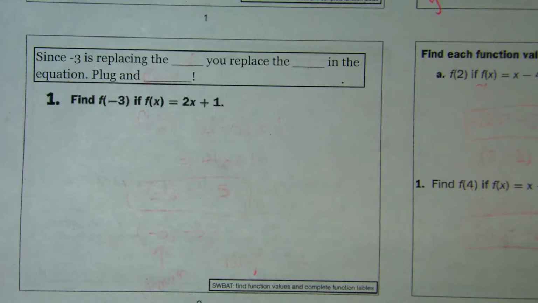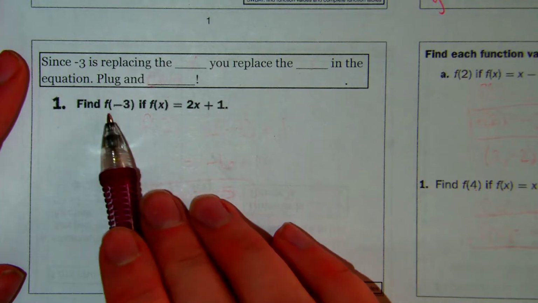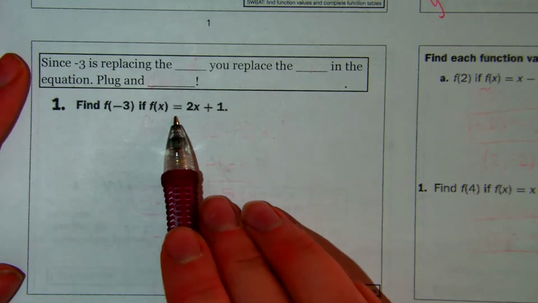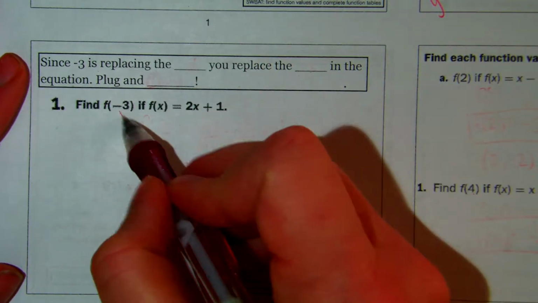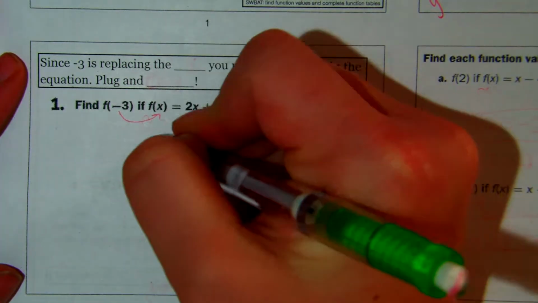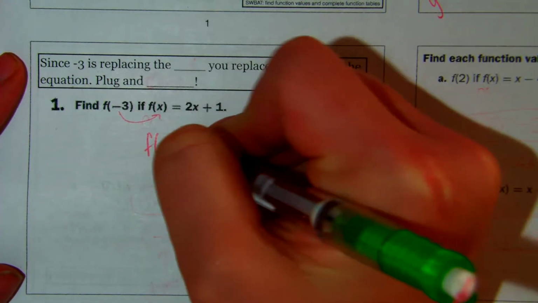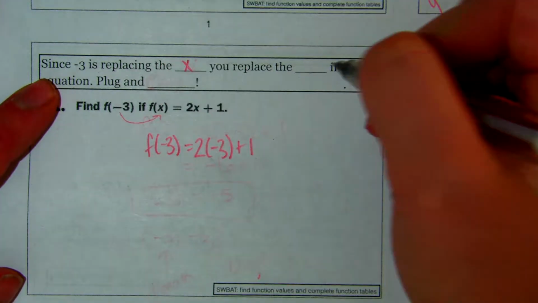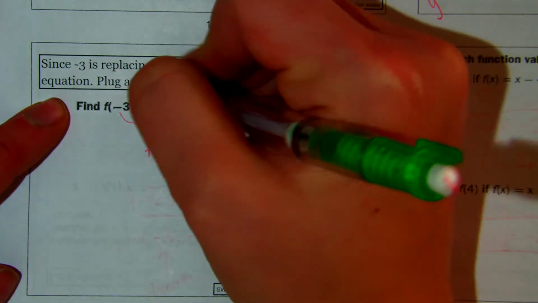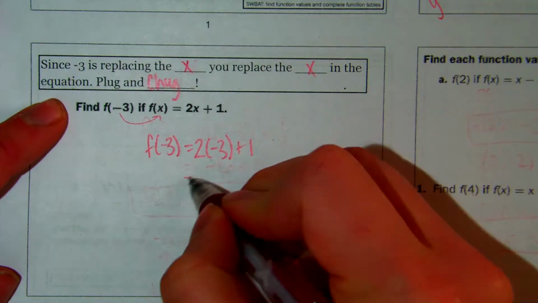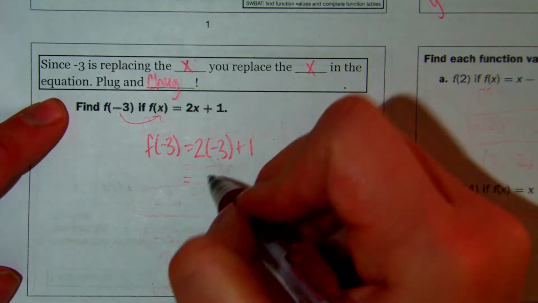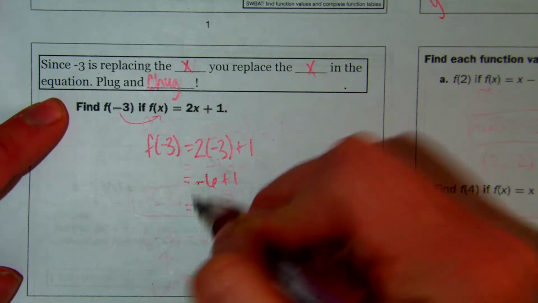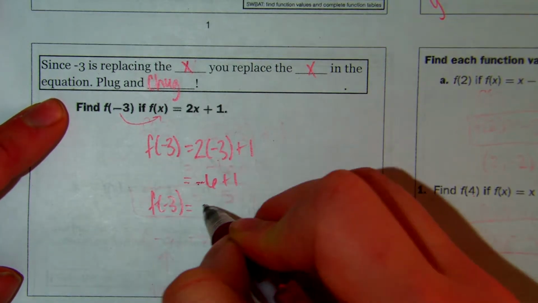So if we see f of -3, if f of x equals 2x plus 1, what they're doing is replacing that x. We replace all the x's that we see with the -3. So since -3 is replacing the x, you replace the x in the equation. Plug and chug. So we'll bring our equal signs down. 2 times -3 is -6 plus 1. So we know that f of -3 equals -5, and we have our answer.